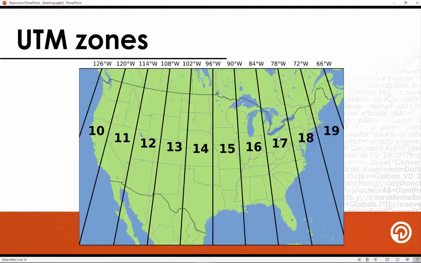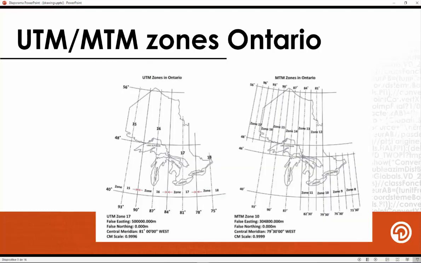To go back to the UTM system, another thing you need to know is that the number of each zone is increasing toward east. Now, if we talk about MTM, it is a little bit different. As you can see, you have on the left a map with the UTM zones in Ontario, and on the right you have the MTM zones in Ontario too. In Ontario, the MTM zones are overlapping in some places, which could be a little tricky if your project is at the border of those overlapping zones.